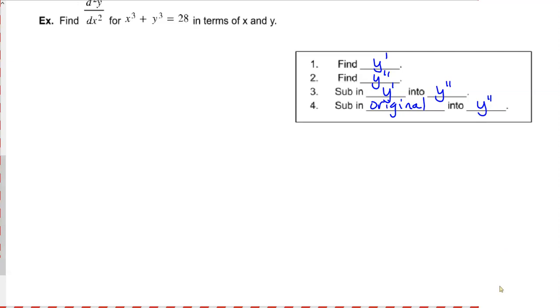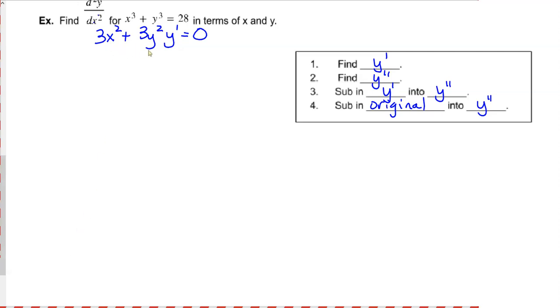All right, so here's our relation. X cubed plus y cubed equals 28. So we want to find the second derivative of y with respect to x. So anytime I have an x, I don't need anything extra, but I do need something extra when I do this derivative in terms of y. So let's take the derivative of x cubed, which is 3x squared, plus, here comes our extra, we get 3y squared times y prime, and the derivative of a constant is 0. Don't forget to make that 0.